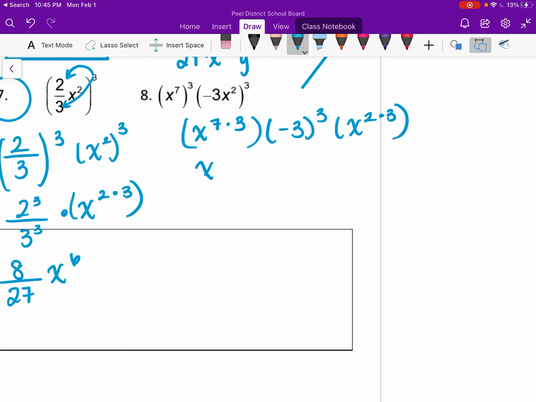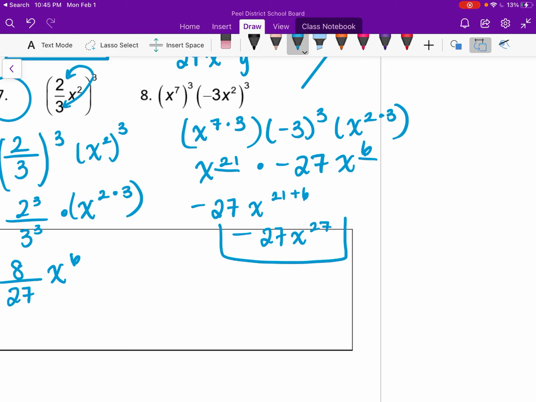Let's simplify. So you have x, 7 times 3 is going to give me 21, multiplied by negative 3 cubed, which is negative 27. And then I have x, 2 times 3 is 6, right? Now you have this 21 multiplied by this 6. So I'm going to leave the negative 27, x, 21 plus 6. So I'm left with negative 27, x to the 27. Right? Because first we did the power to the power, and then we had to multiply the exponents together. So that's like an indication of what it's like if you multiply those steps.